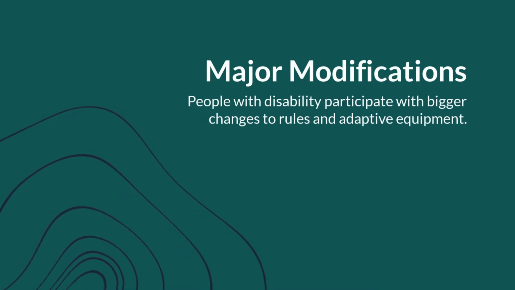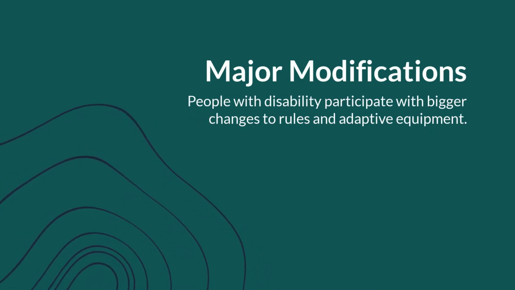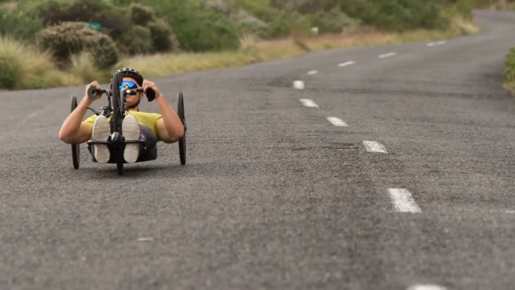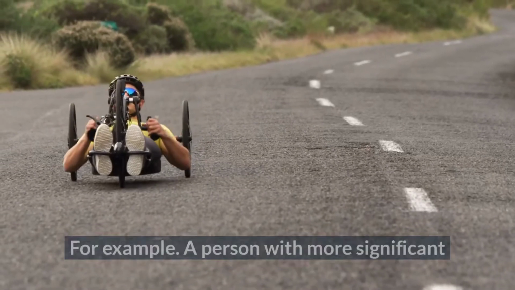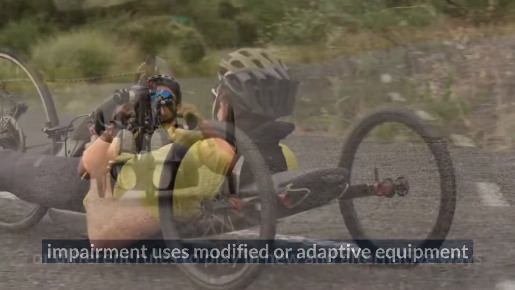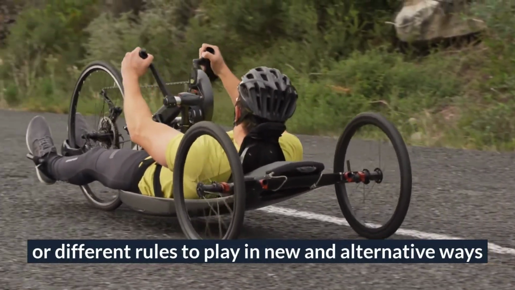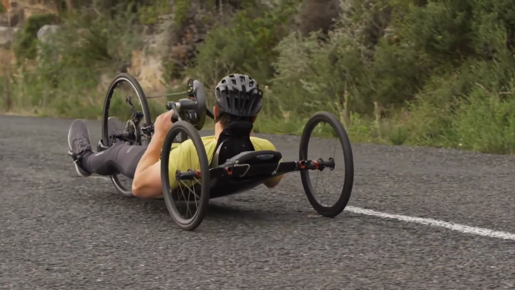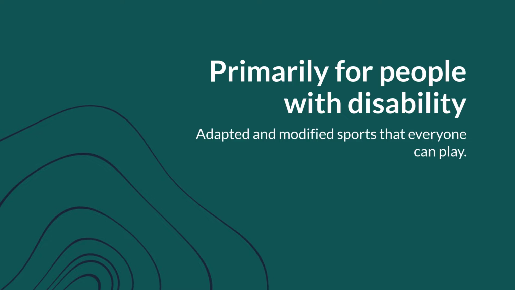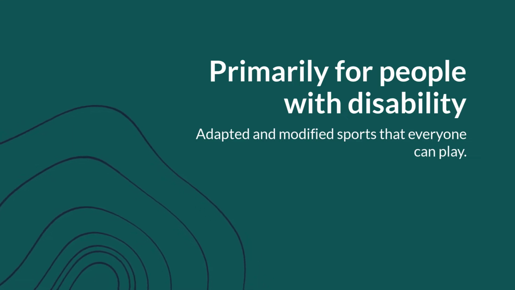Major modifications. People with disability participate with bigger changes to rules and adaptive equipment. For example, a person with more significant impairment uses modified or adaptive equipment or different rules to play in new and alternative ways, like hand cycling, primarily for people with disability, adapted and modified sports that everyone can play.